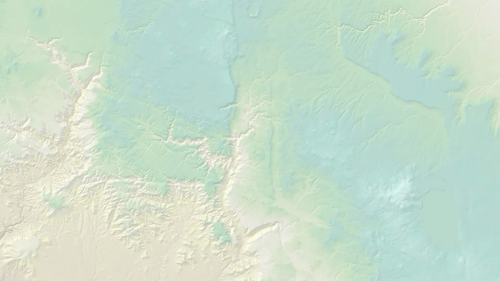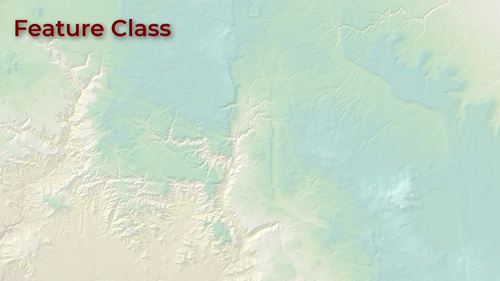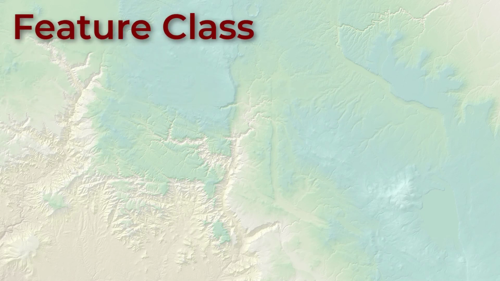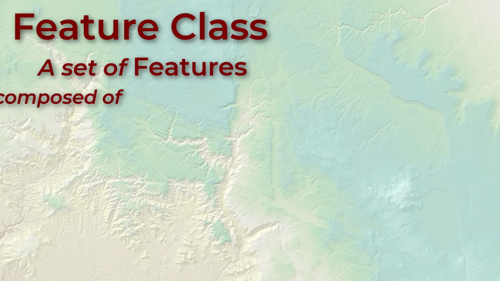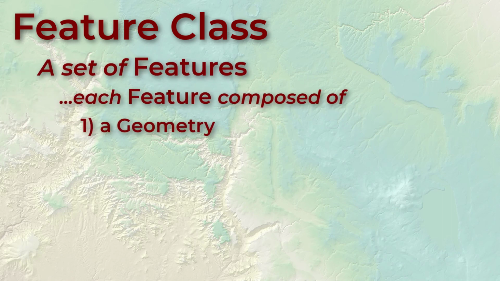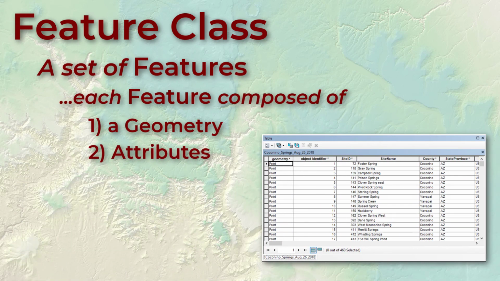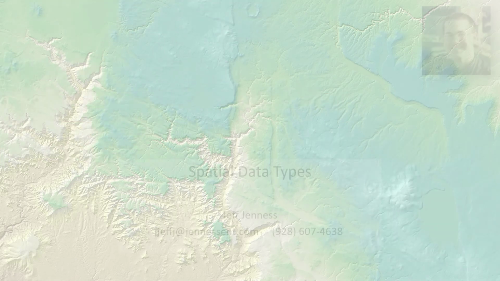All right, so that is our discussion of vector data. Recall there are 3 main, most common categories of vector data sets. That's your feature class, your feature data set, and your TIN. And of these, feature class is by far the most common. Feature class is a set of features. Each feature is composed of a geometric object matched up with attribute data. And we're going to spend a lot of time with feature classes.